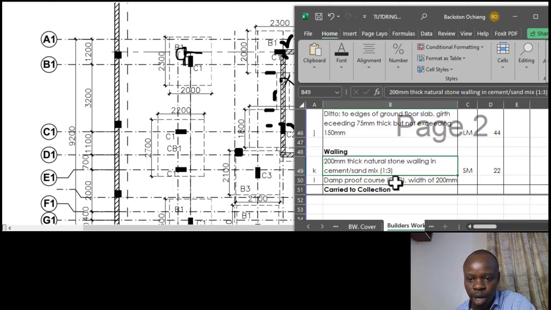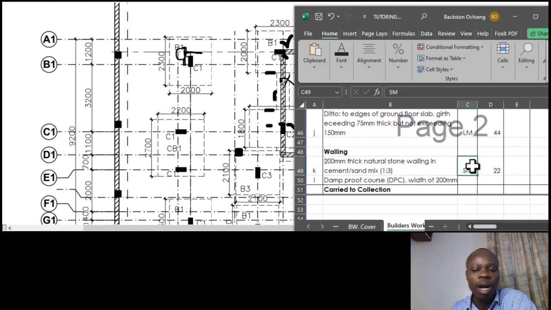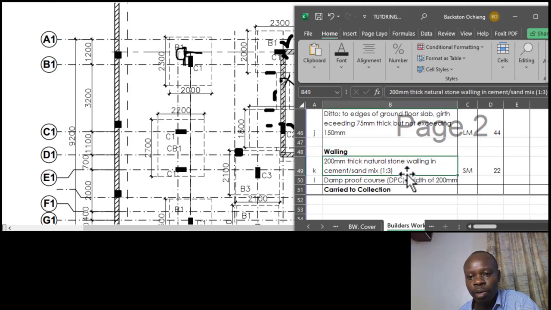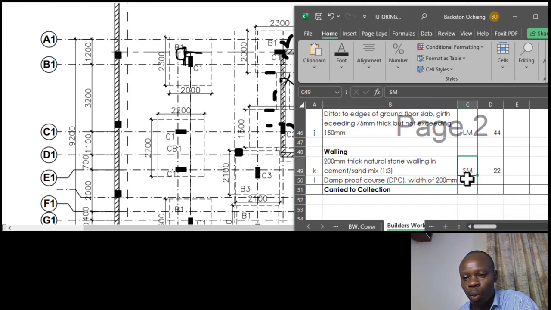So you'll use the same width as that wall. And of course, even if it will be having overlaps, the rule states that you need to measure it net, so that you don't need to include all those overlaps that may be associated with it. So the damp proof course, it's 200 millimeters in width, and then we do it in linear meters.